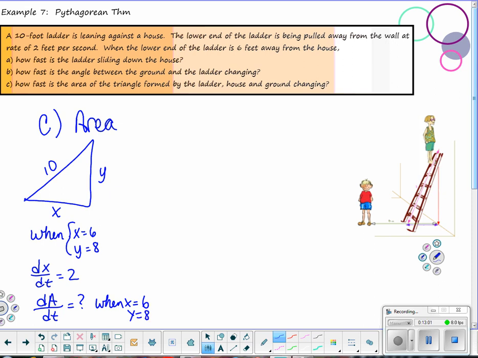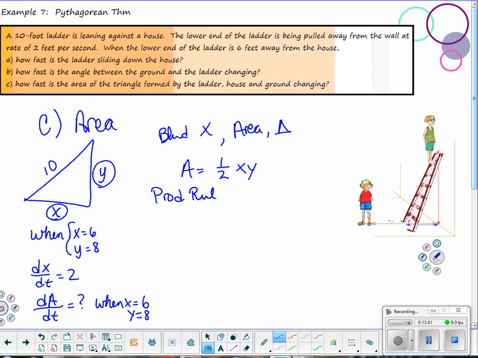y is 8. Okay, so now I need to blend together a formula that involves x and area, and the fact that we have a triangle, right? Area of a triangle: area equals 1/2 base times height. In our case, that would be x times y. And I don't have a great substitution, do I? I could do Pythagorean theorem and solve for y, but that looks messier than just doing product rule. So for our derivative, we are set to go with product rule.